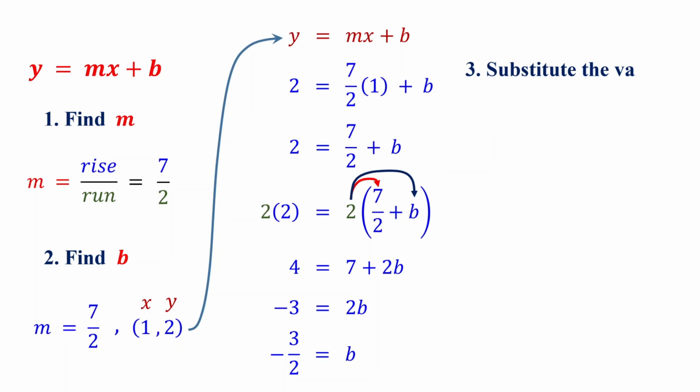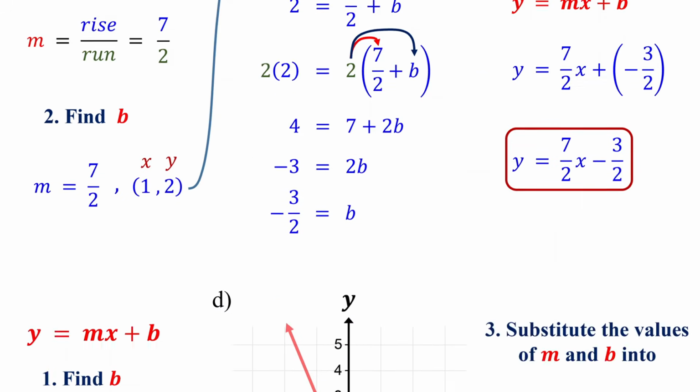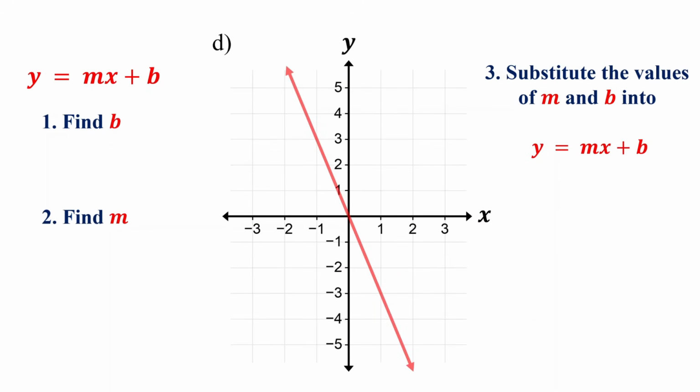Finally, substitute the values of m and b into the slope-intercept form. Replace m with 7/2 and b with -3/2. Adding a negative is the same as subtracting a positive, right? That's it. This is the equation in slope-intercept form. Now, before we move on to horizontal and vertical lines, pause the video and try finding the equation of this line.